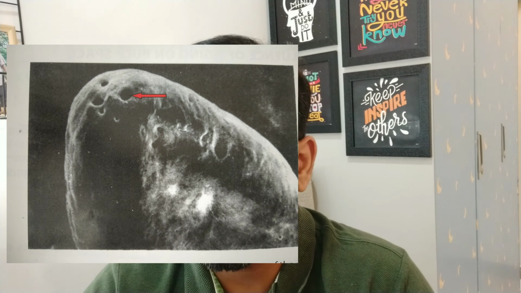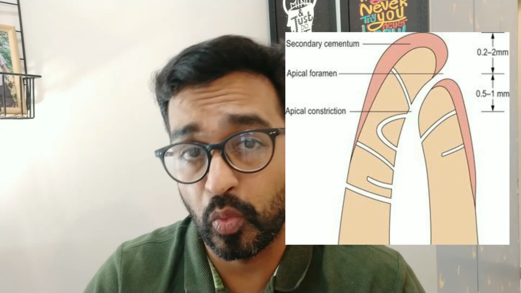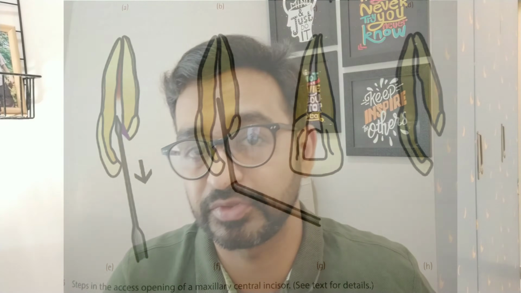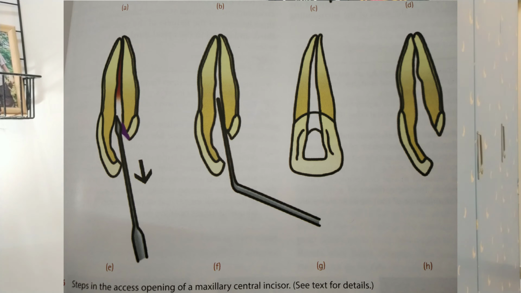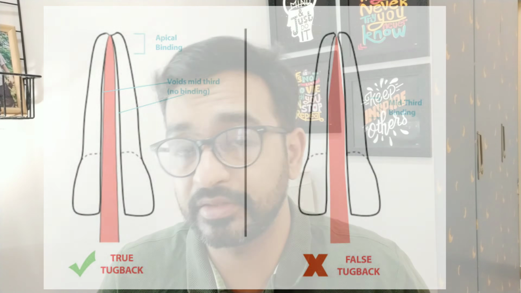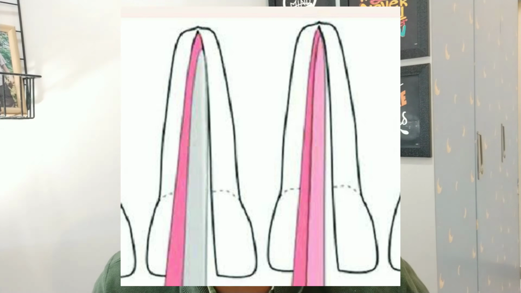Whenever we are doing the root canal of the upper anterior teeth, we have to keep many things in mind. First of all, the apical third. So what is the motto in the root canal? That your file or your instrument should go from the coronal aspect till the apex of the tooth, and your filling should also be there till the apex of the tooth.